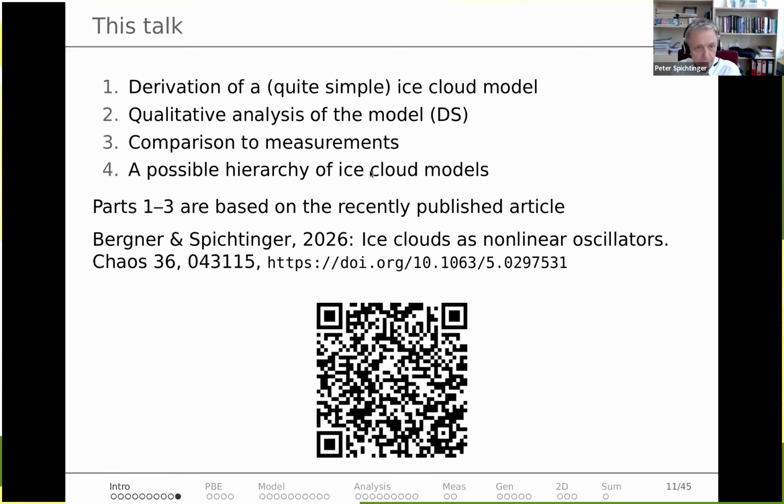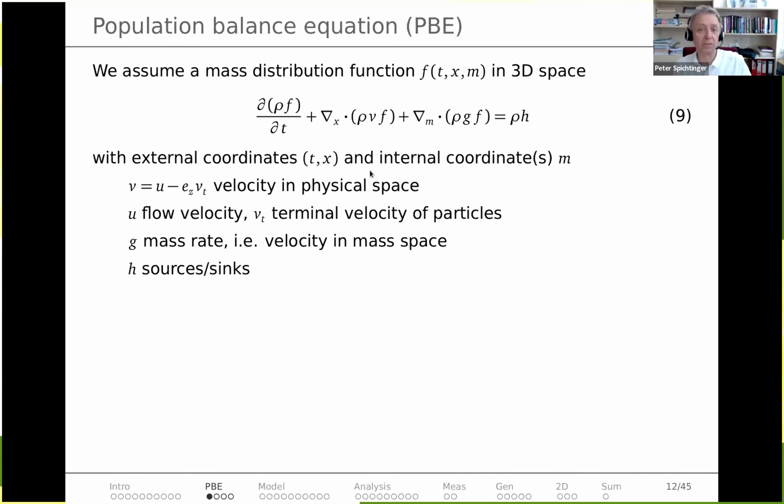So we start with a population balance equation. This is more or less a concept borrowed from mathematical biology. You have a mass distribution in a 3D space, and the distribution, this F, is depending on time and space and on internal coordinates M, which could be masses or some other properties. And you transport this with a velocity in the physical space. So you have the flow velocity and the terminal velocity of the particles, for instance. And you have also a growth law. So you have a mass rate, which means you have a velocity in mass space.